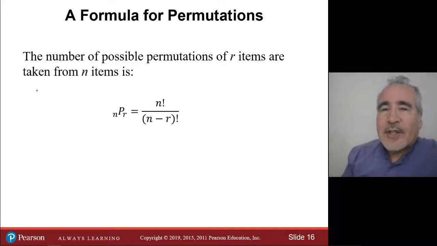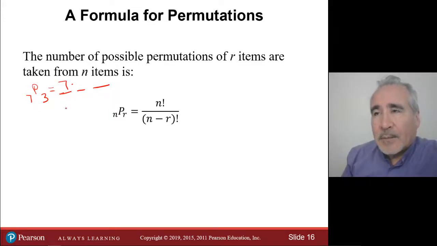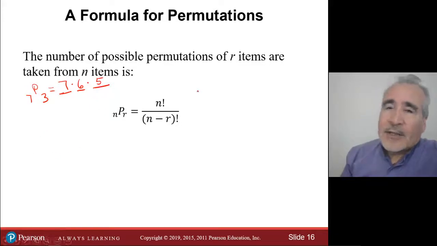So let's go back to our 7 books, chosen 3 at a time. That's a permutation of 7 items that we choose 3 at a time. The way I would do this is I see the 3. That's 1, 2, 3 slots. The 7 is how many I have to choose from, so I put 7 for the first slot, 6 for the second slot, 5 for the third slot, and then the rest goes somewhere else. But that's what 7 permute 3 is going to be.